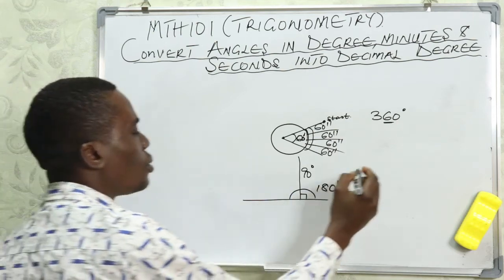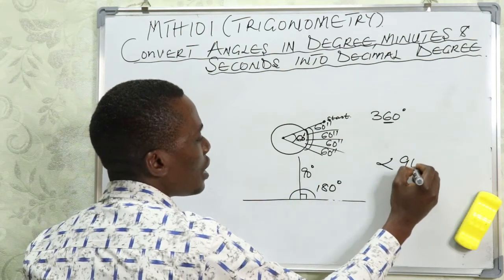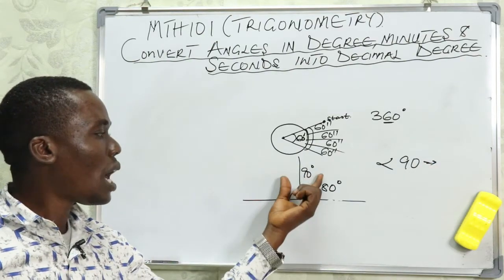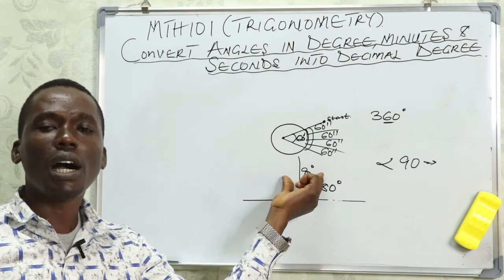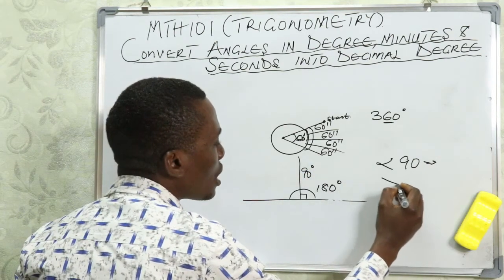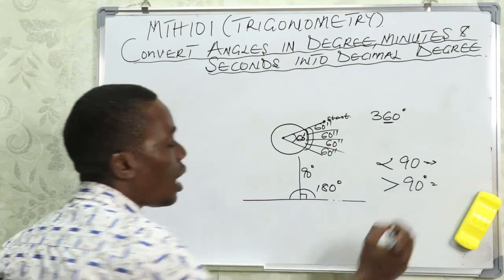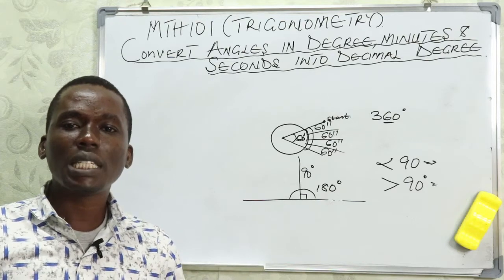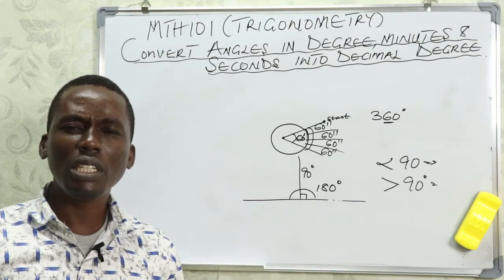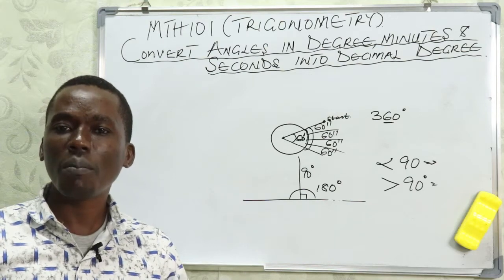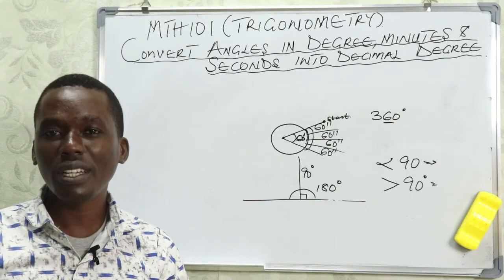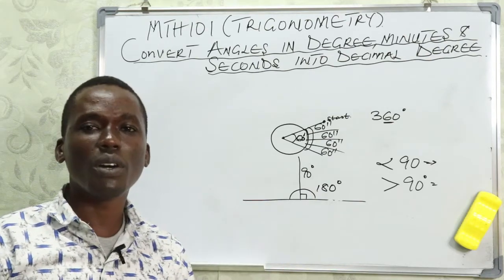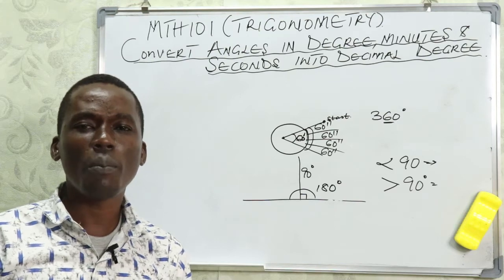Any angle that is less than 90 degrees is called an acute angle, and angles that are greater than 90 degrees are called obtuse angles. Now do you know that angles that are measured in degrees, minutes and seconds can be converted to decimal degrees? Don't go away. After this timeout, I'm going to show you how to go about doing that.